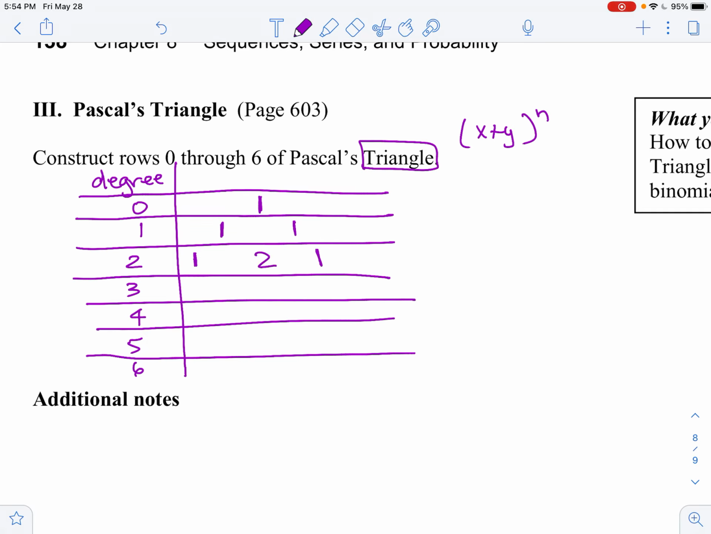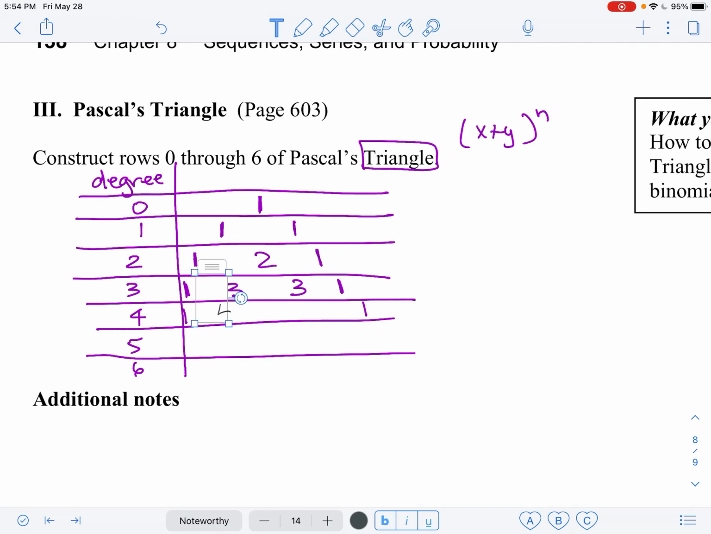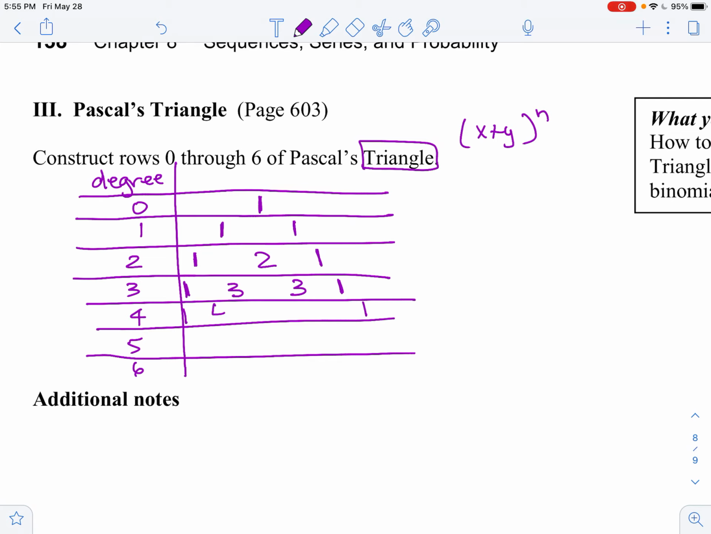And then now to the next one, to the third power, we start with 1, we end with 1, and now we're going to go 1 plus 2 is 3, and 2 plus 1 is 3. The next one, start with 1, end with 1, and we get 1 plus 3 is 4. 3 plus 3 is 6. 3 plus 1 is 4 again.